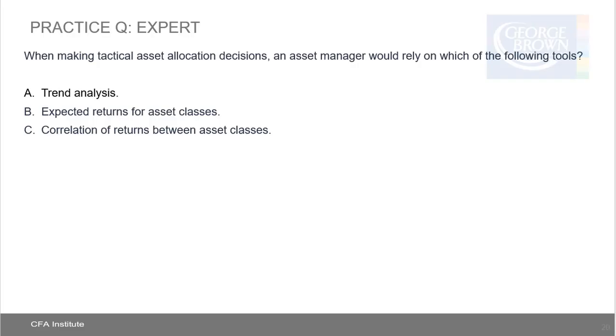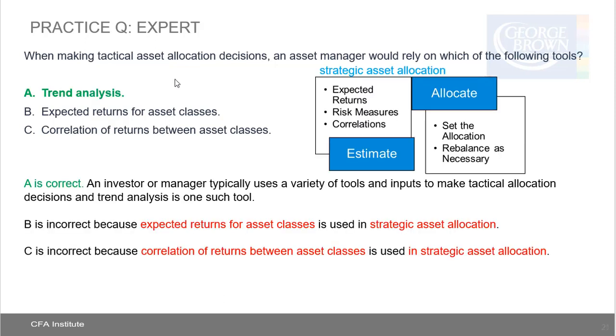A quick practice question to check our understanding of the learning ecosystem at the expert level. The question is, when making tactical asset allocation decisions, an asset manager would rely on which of the following tools? A, trend analysis, B, expected returns for asset classes, or C, correlation of returns between asset classes. So I like this question. It's a good review. When making tactical asset allocation decisions, an asset manager would rely on trend analysis because they're being active. So they're looking at different data to make decisions, okay?